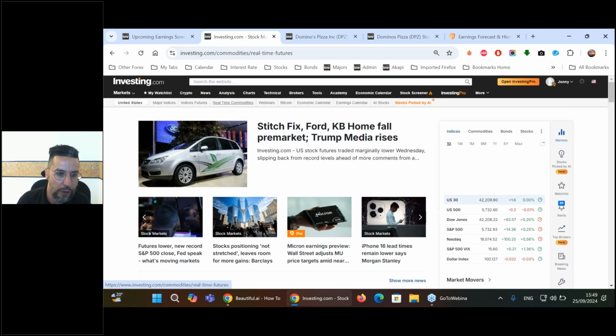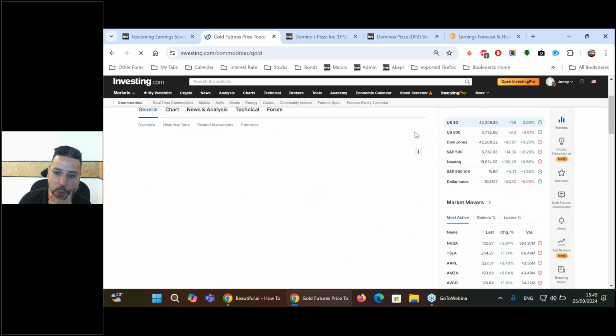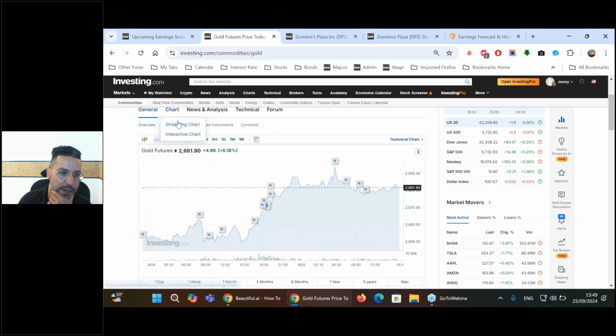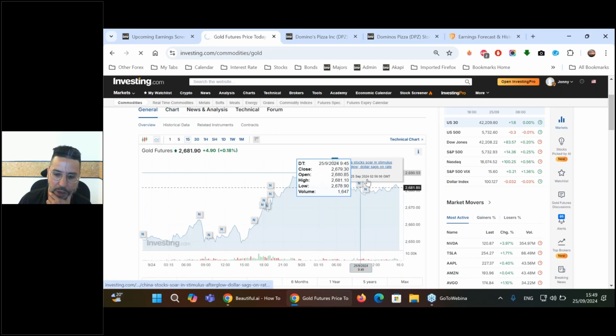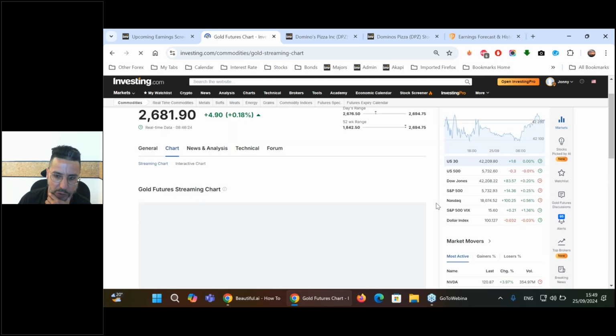The gold chart is trading just below $2,700, all-time record high levels. And taking a look at where gold was in the same quarter last year, it was under $2,000, I believe.